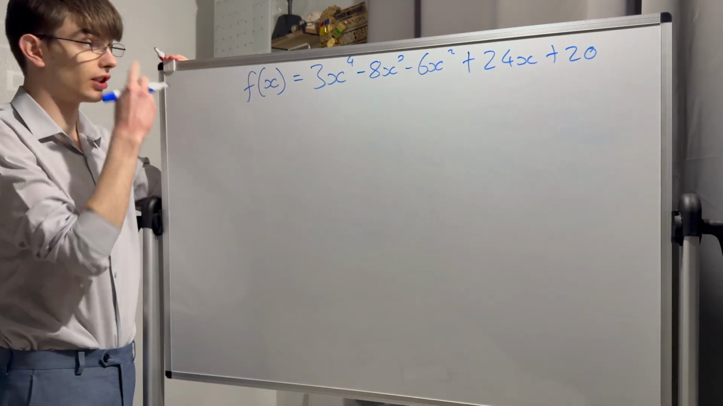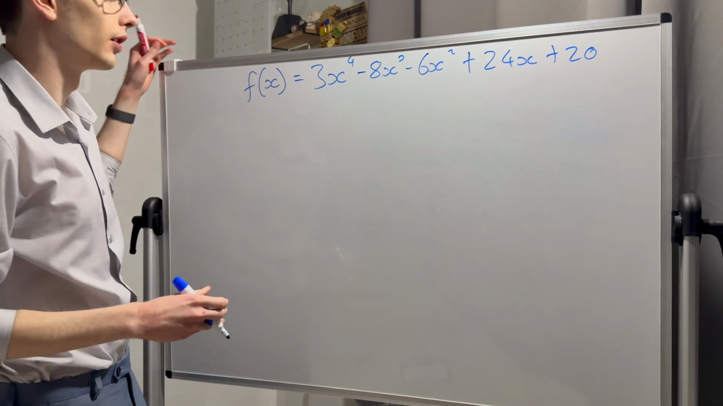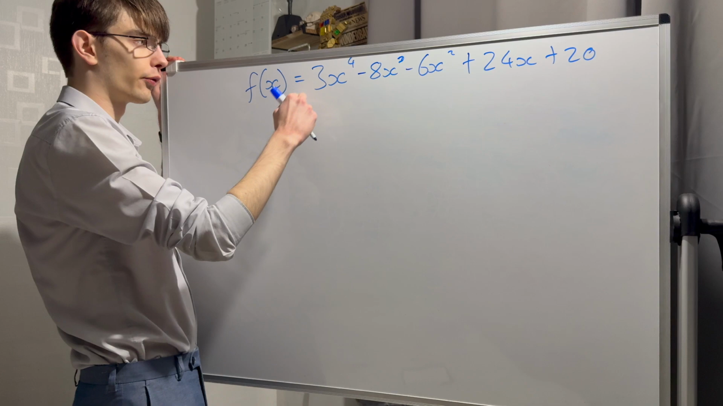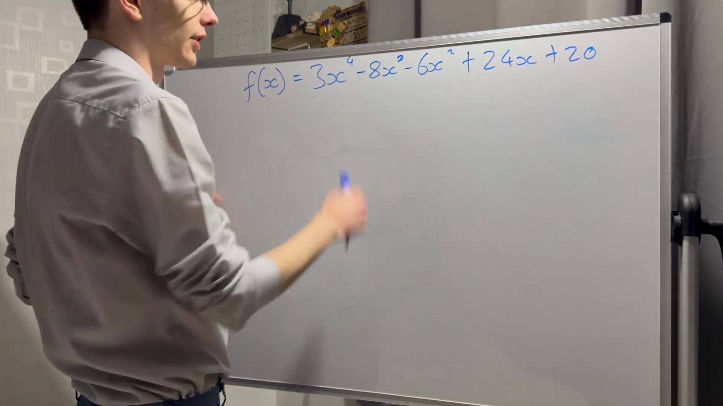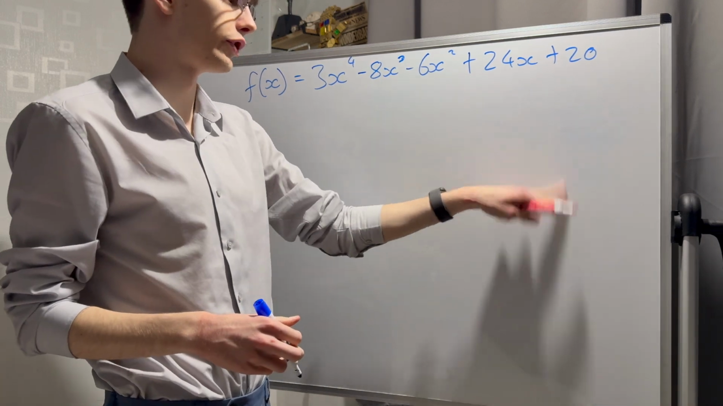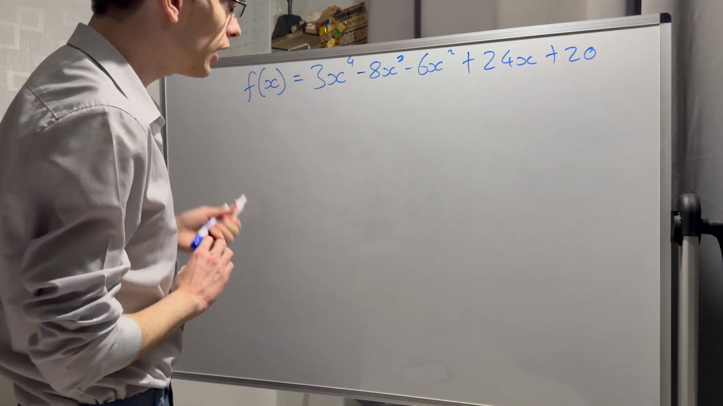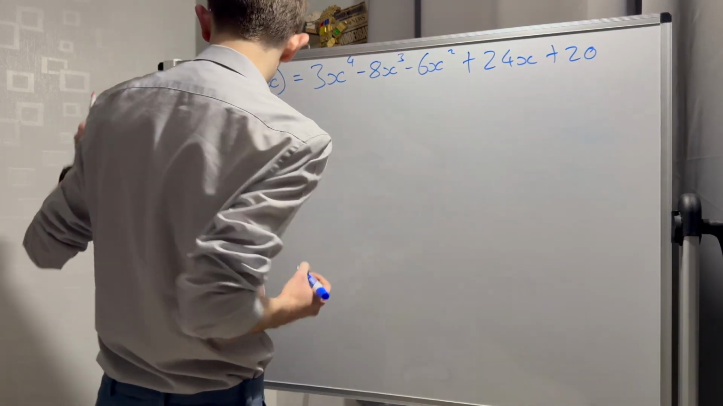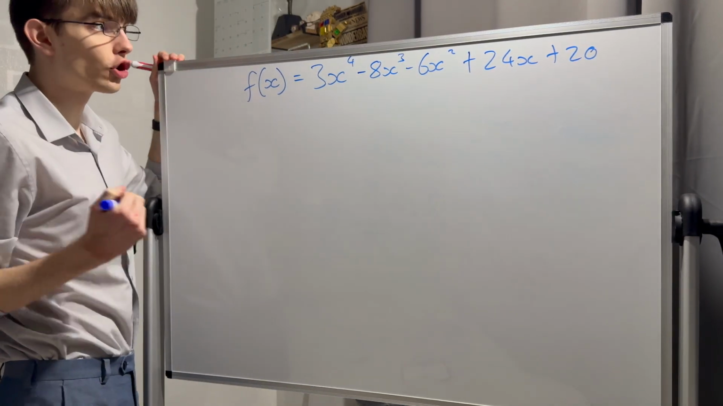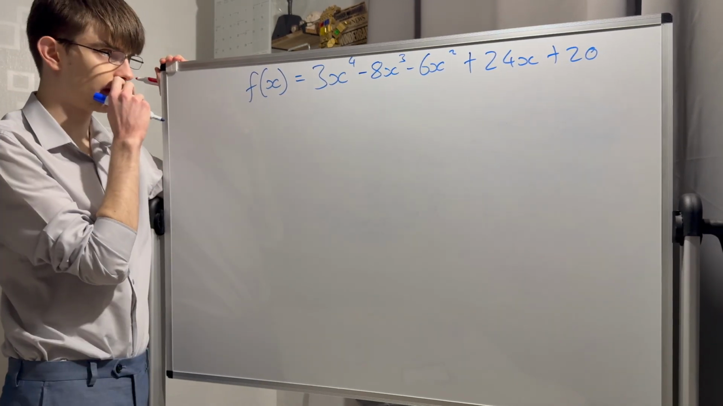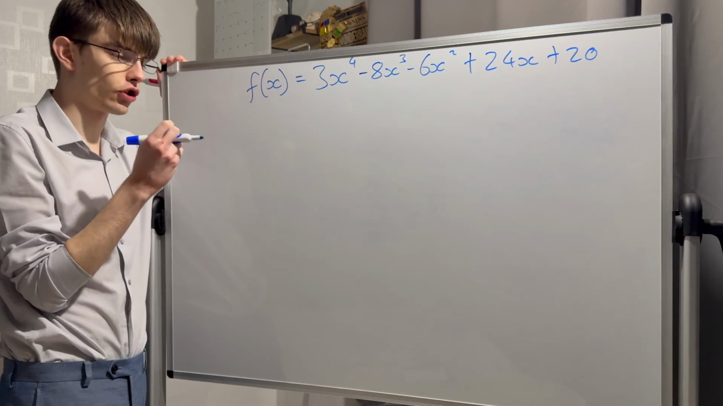Okay, for our example, I've got this horrible looking polynomial function here. I've got f of x is 3x to the 4 minus 8x cubed minus 6x squared plus 24x plus 20. And we are going to try and find all of the stationary points on this curve or on this graph. So how do we do that? How do we get to the stationary points first?